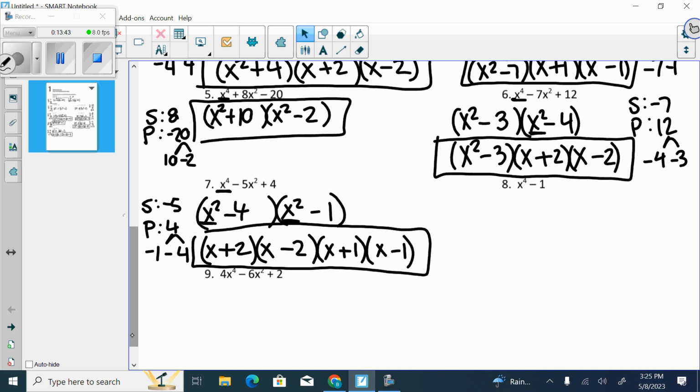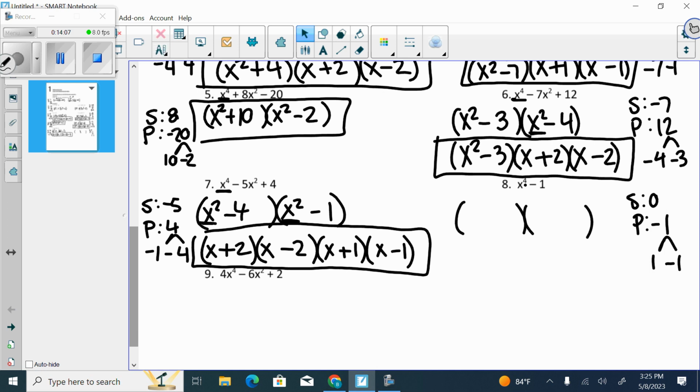Okay. Number 8. Does number 8 have a GCF? No. Okay. So what's S? 0, right? There's not one. And what's P? Good. Okay, anything multiply to give us negative 1, add to give us 0? Negative 1 and positive 1.